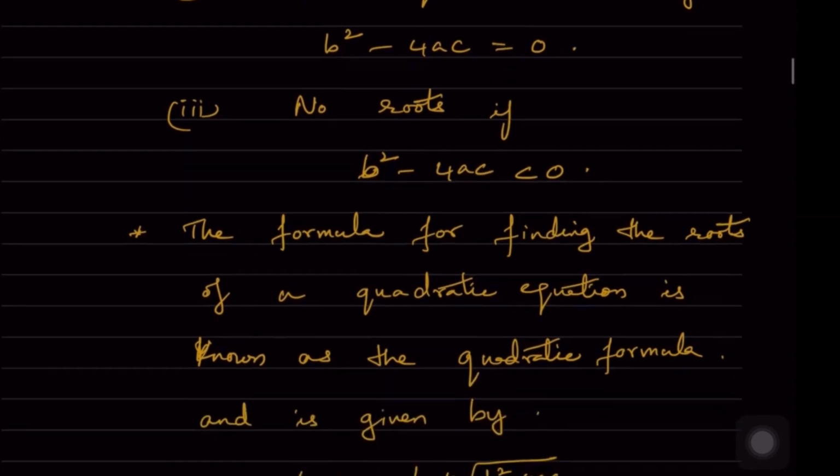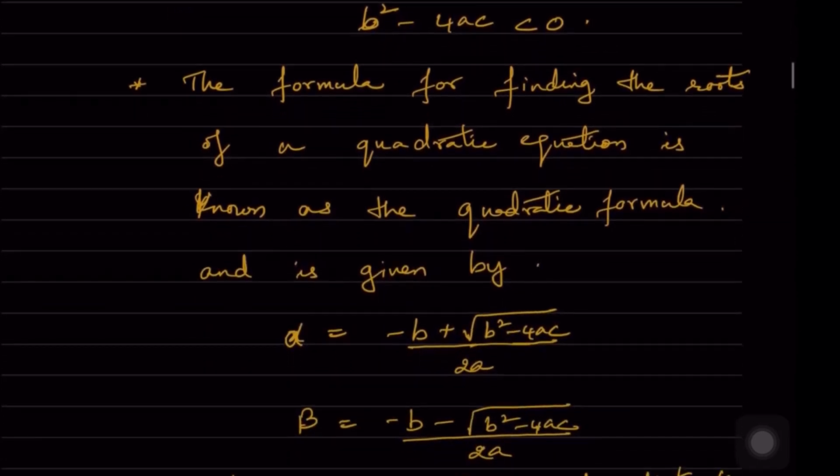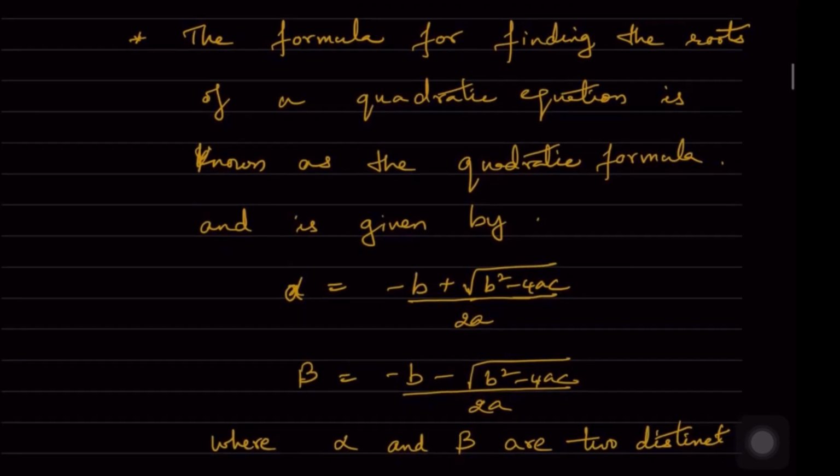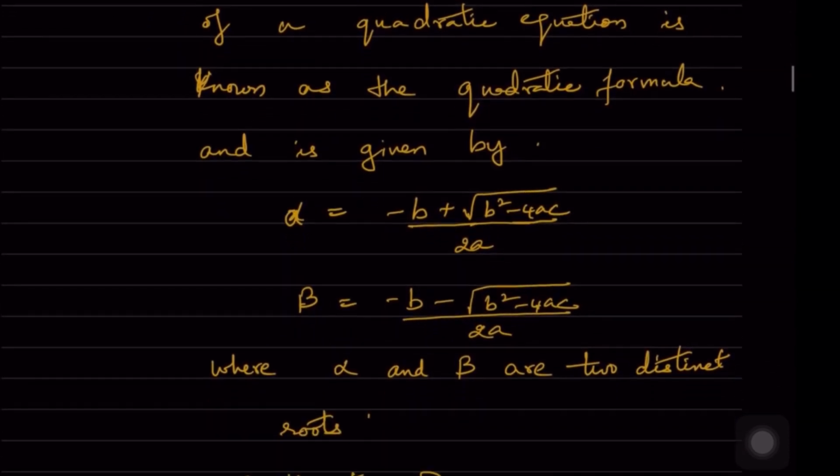So then the formula for finding the roots of a quadratic equation is known as the quadratic formula, and is given by, if you take alpha and beta as the two roots, you can write it directly from the given equation. How to find the two roots of the quadratic equation is by using this formula. The first root, you can name it as alpha, beta, or x1, x2, a, b, whichever alphabets have been given according to the problem, you can write it down. So I have named it as alpha and beta.